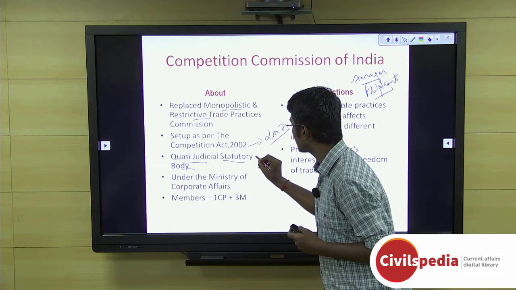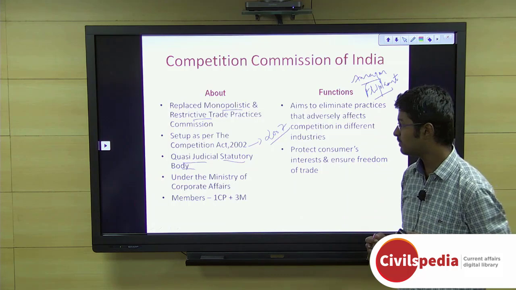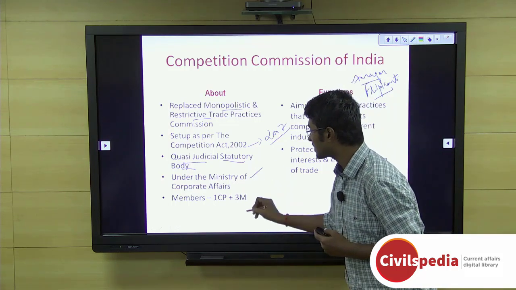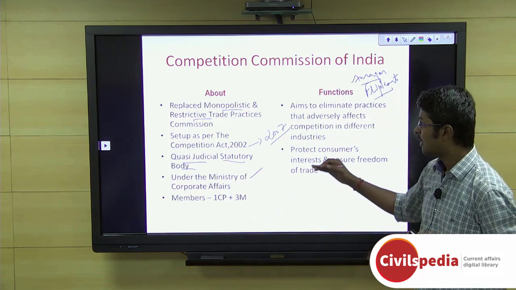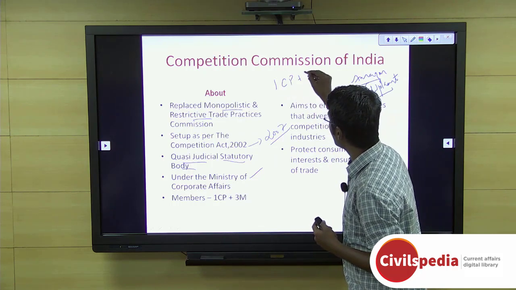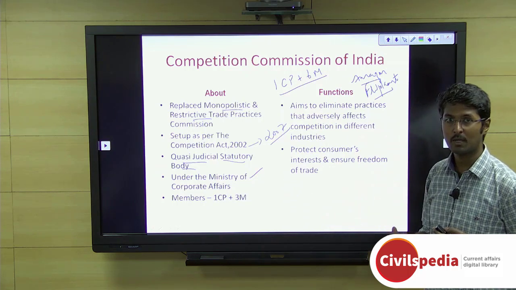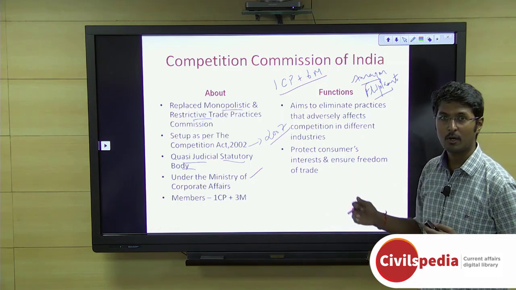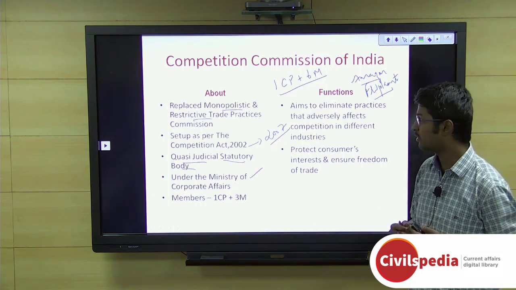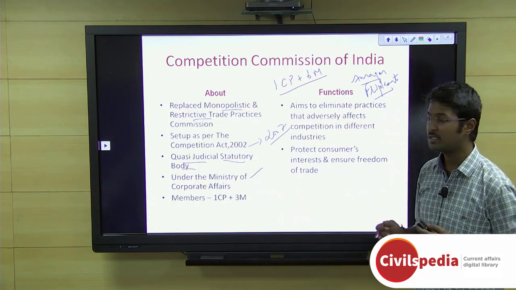Since it was set up as per the Competition Act, it is a statutory body and it has quasi-judicial powers, and it works under the Ministry of Corporate Affairs. Its members are 1 chairperson plus 3 members. When it was initially set up, the constitution was 1 chairperson plus 6 members. It was downsized to 3 members in April 2018 because the present government wants minimum government but maximum governance. In line with that policy, the members of the Commission have been reduced.